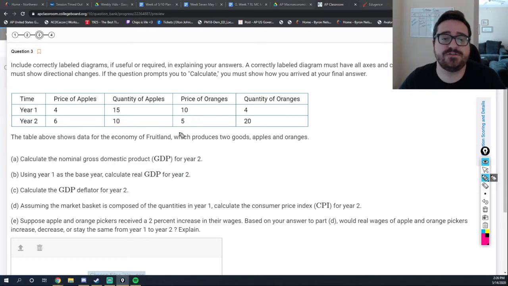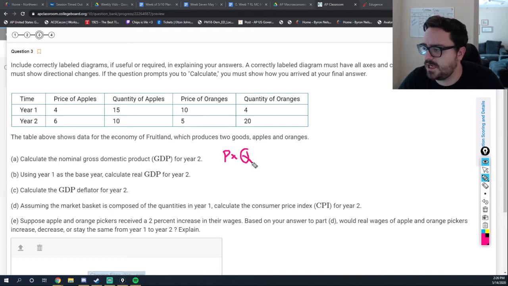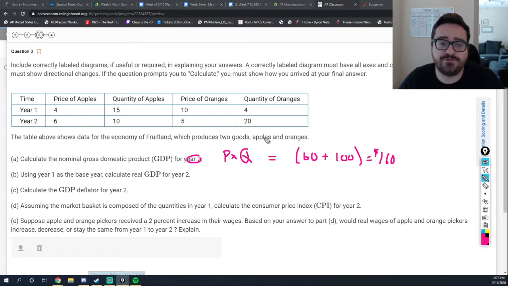Okay, well, one of the ways to find nominal GDP is simply take the price of the goods times the quantity, and that'll get you it. Now you have to do that for each good and then add them both up. So for year 2, 6 times 10 plus 5 times 20, this would be 160.